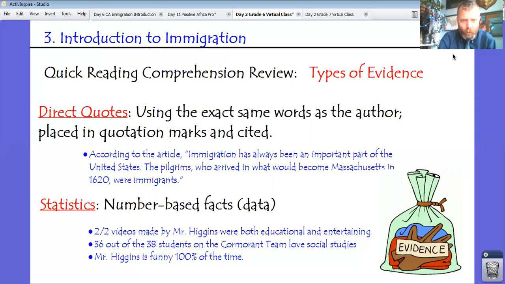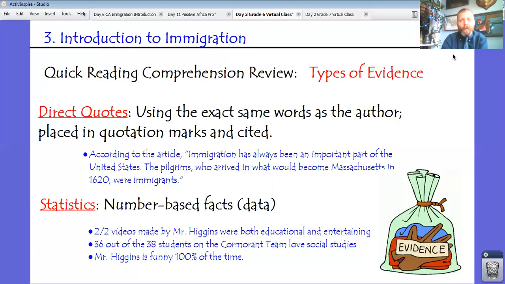So for example, according to the article, quote, immigration has always been an important part of the United States. The Pilgrims who arrived in what would become Massachusetts in 1620 were immigrants, end quote. That's an example of using a direct quote.